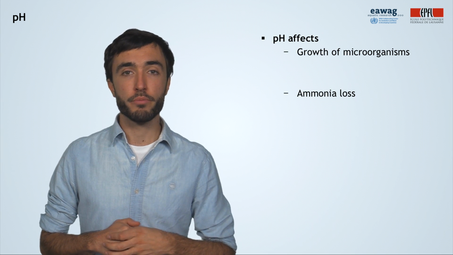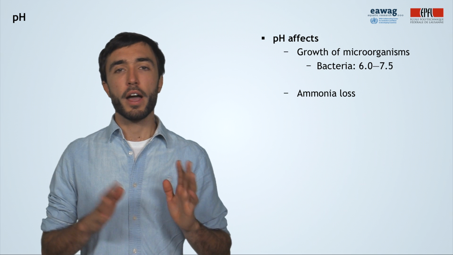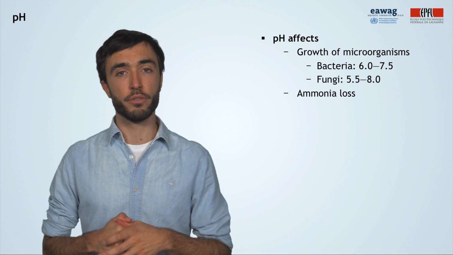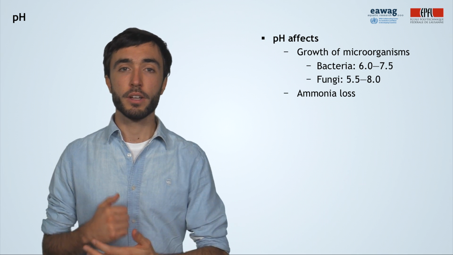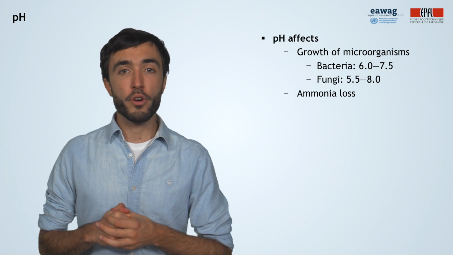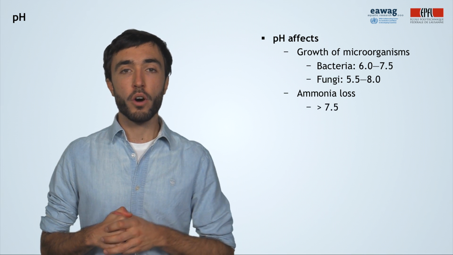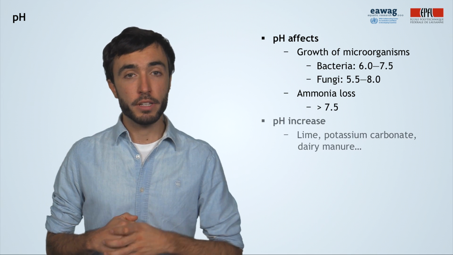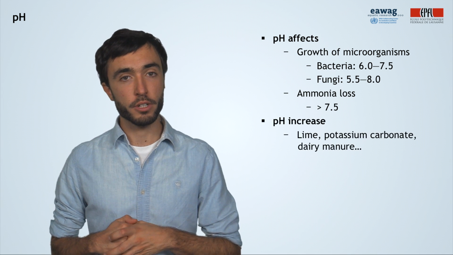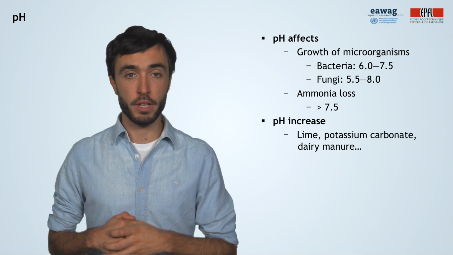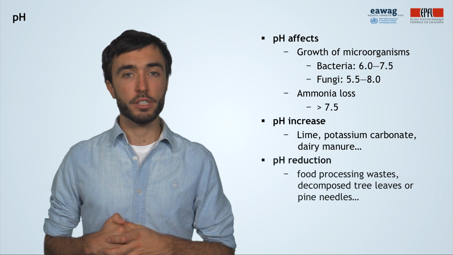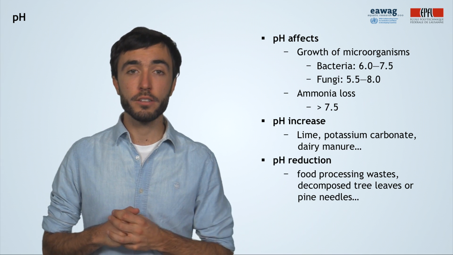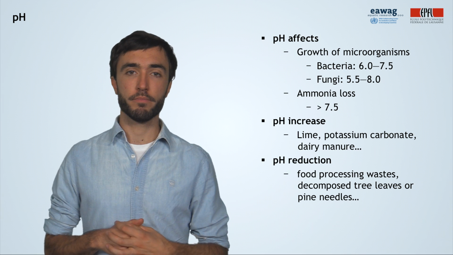Bacterial decomposers prefer a pH range between 6 and 7.5, while fungal decomposers prefer a pH range of 5.5 to 8. Gaseous losses of ammonia are more likely to occur if the compost pH exceeds 7.5-8. Certain materials such as lime, potassium carbonate, and dairy manure can raise pH, while other materials such as food processing wastes, decomposed tree leaves, or pine needles can lower the pH.